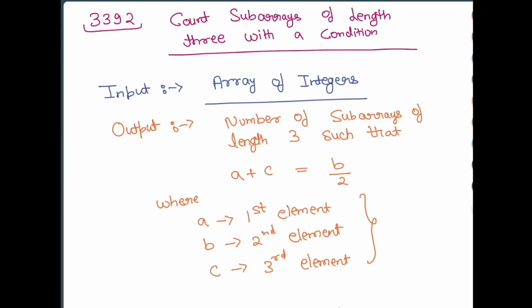In this video, we are going to solve the LeetCode problem of the day, and the problem is Count Subarrays of Length 3 with a Condition. The problem category is easy level, and I would say the problem is actually pretty easy, and the solution is also going to be very easy.